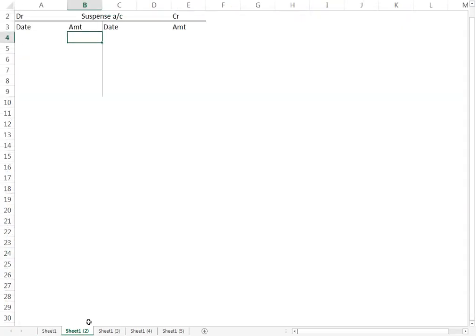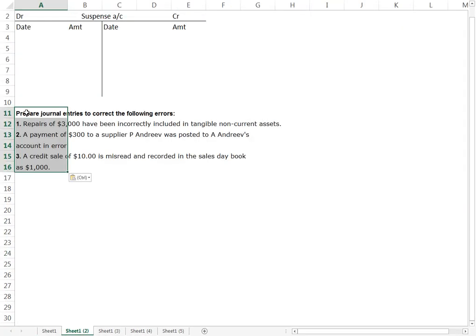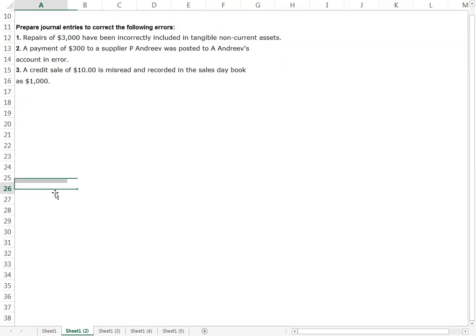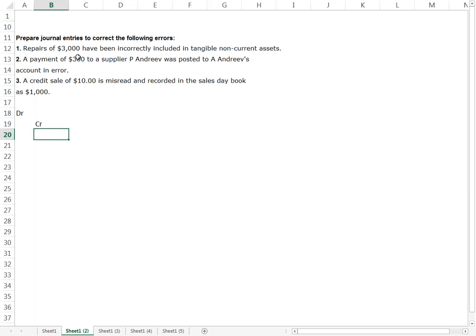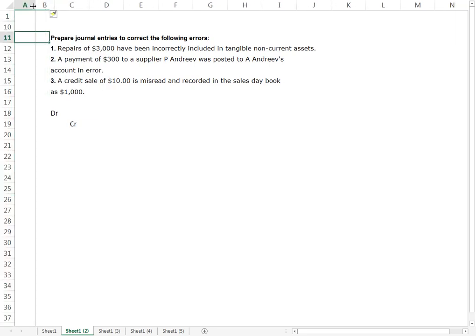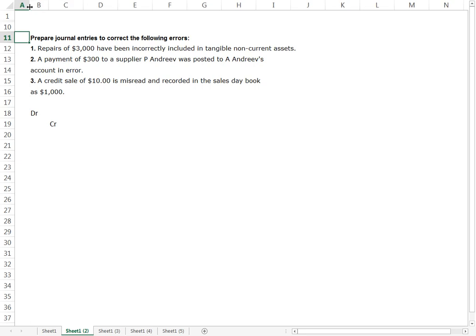So I'll get right to that. Don't need this ledger account, so just hide it. Alright, the only thing that's needed from us is our double entries, so I'll just quickly do that. Alright, so for the first error, it should be error 1.